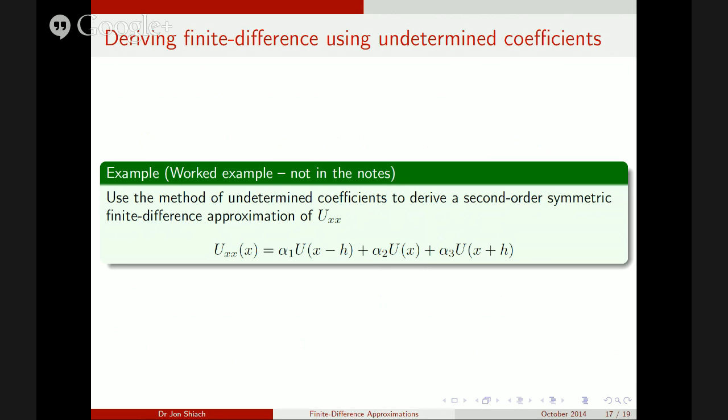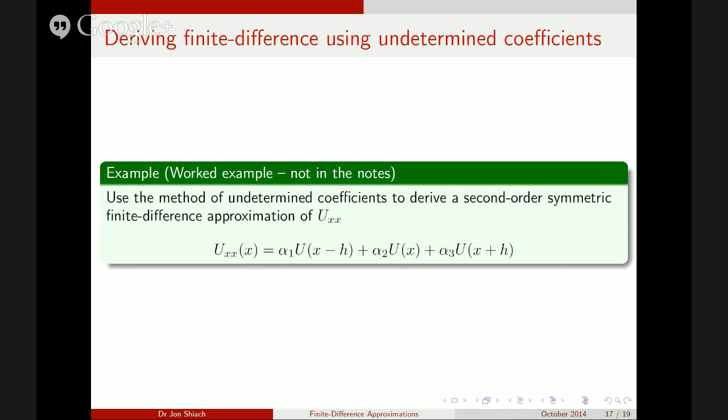If I add equation 2 plus equation 3, those cancel out. 2 alpha 3 equals 2 over h squared. So this must imply alpha 3 is 1 over h squared. Adding them gets rid of the alpha 1s, so 2 alpha 3 equals 2 over h squared. Therefore, alpha 3 must be 1 over h squared.